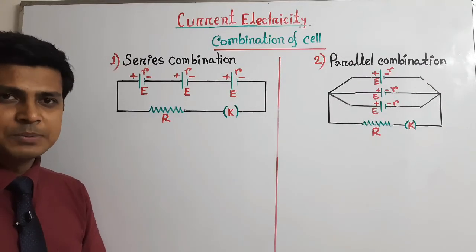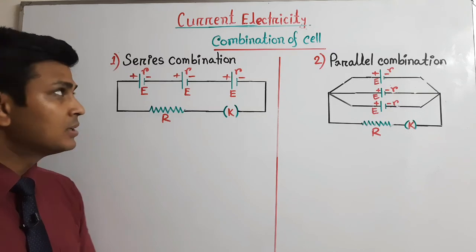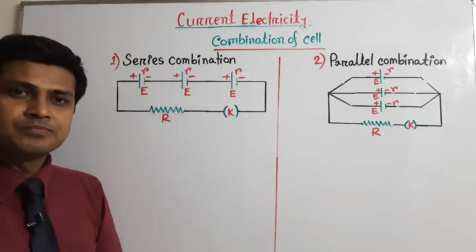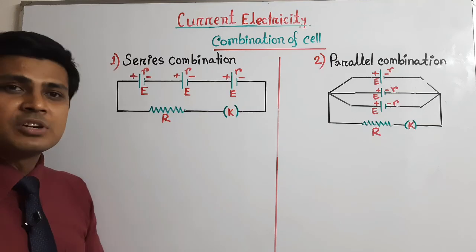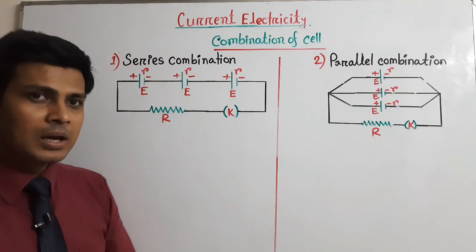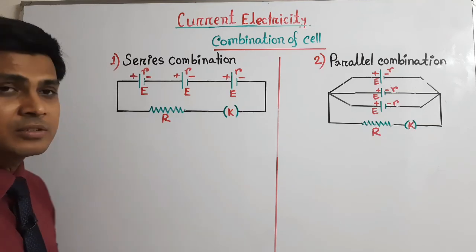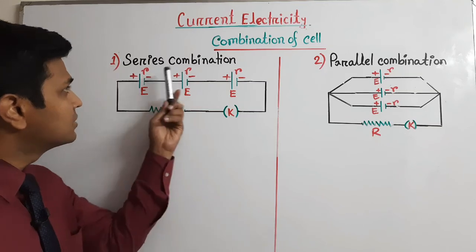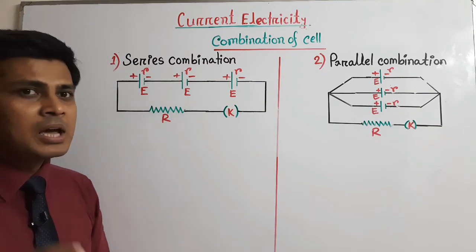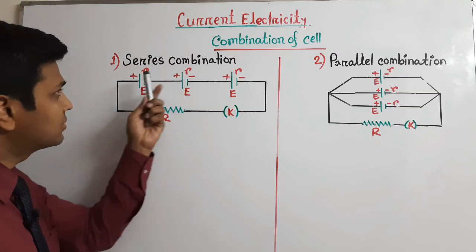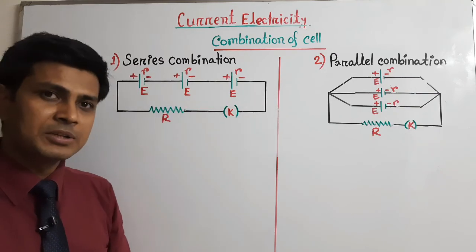Now I would like to explain a very important topic. This is the combination of cells, and this is similar to the combination of resistances. There are three combinations of cells: number one, series combination, number two, parallel combination, and number three, the mixed combination. And I already explained the series combination and the parallel combination.